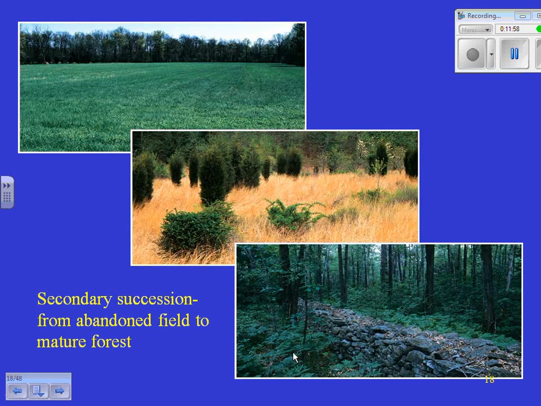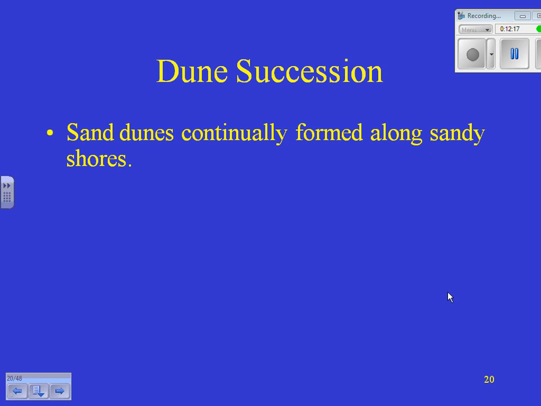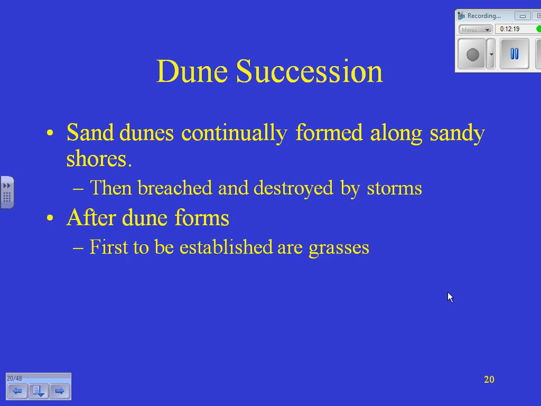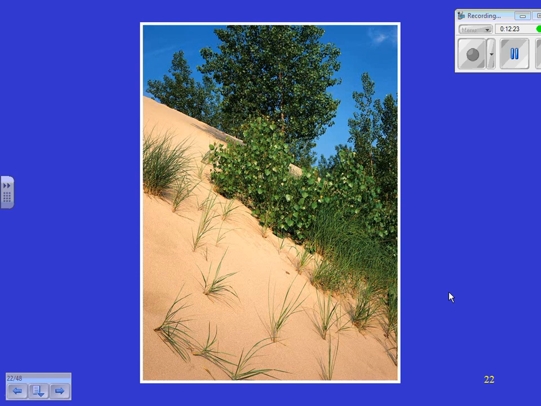Here are some examples from the book. Primary succession, secondary succession from an abandoned field to a mature forest. If we look at some common patterns of succession, three examples: dunes, bogs, and abandoned farm field. I would suggest reading pages 187 and 188 to read through those. I'm not going to; I'm going to kind of skim through here.